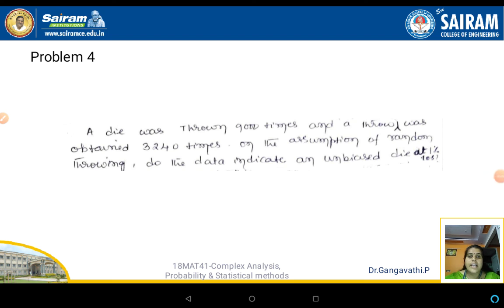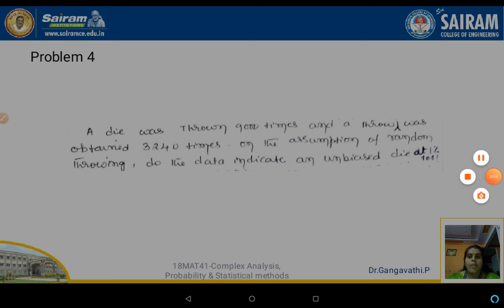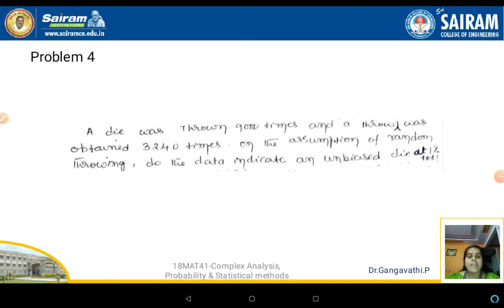So let us take another example, that is problem 4. Problem 4: a die was thrown 9,000 times and a throw of 5 or 6 was obtained 3240 times on the assumption of random throwing. Do the data indicate an unbiased die at 1% level of significance? The previous problem was at 5% level of significance. As this is a different case, we are taking 1% level of significance here.